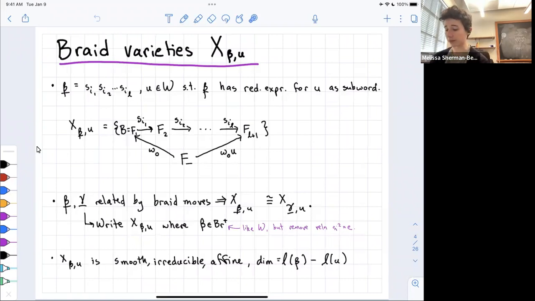Okay, so what can I tell you about these braid varieties? Well, actually, maybe before then I'll stop to make sure that the definition is clear.